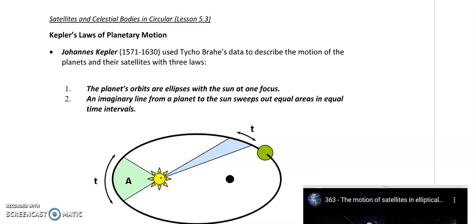Welcome to lesson 5.3, Satellites and Celestial Bodies in Circular Motion.